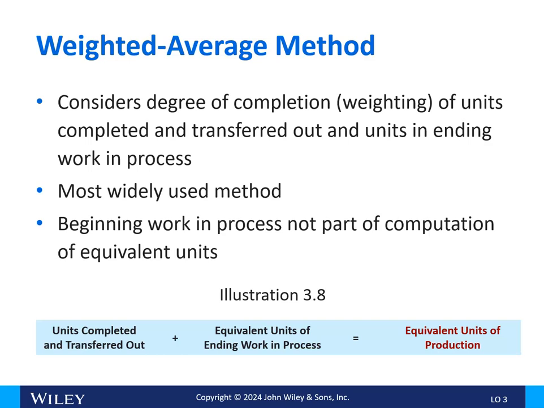So what we're going to do is look at units completed and transferred out, plus the equivalent units of ending work in process. And that's going to give us our equivalent units of production. We can use that to compare against the total cost to get an equivalent cost per unit.